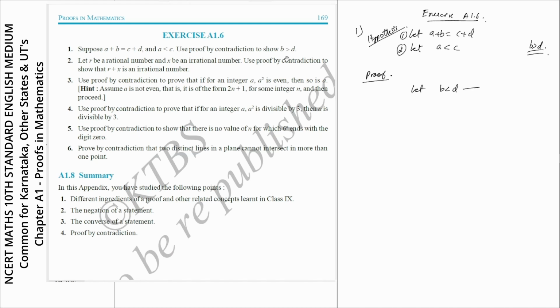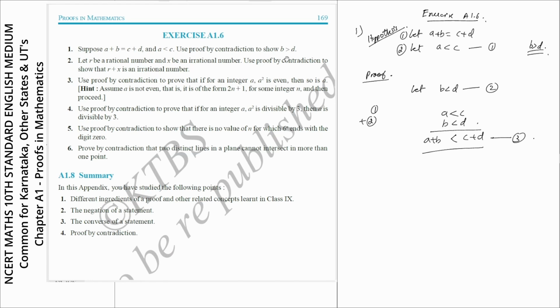This I'll mark as 1, this I'll mark as 2. Now I'll add 1 and 2. Equation 1 plus equation 2 gives, so what is 1? A is less than C. What is 2? B is less than D. So if I add these two, in the middle the less than symbol will be as it is. On the left hand side I'll get A plus B, on the right hand side I'll get C plus D. Now this I'll mark as 3.